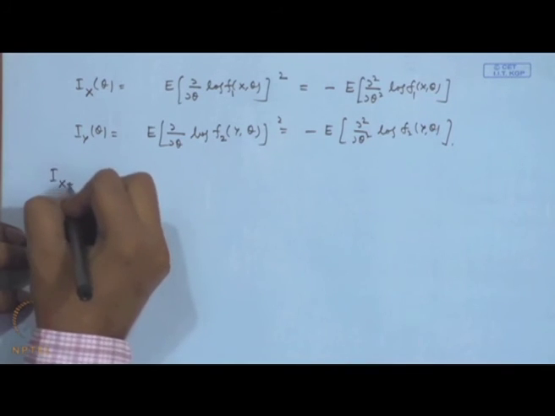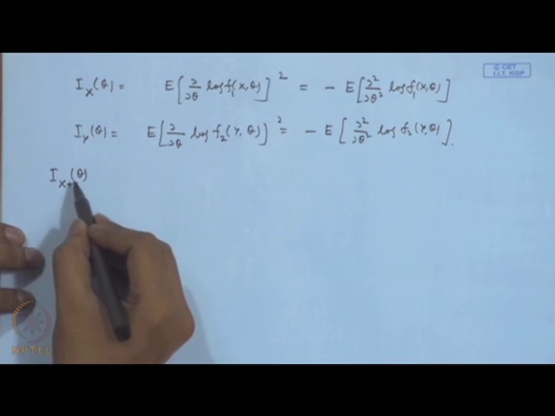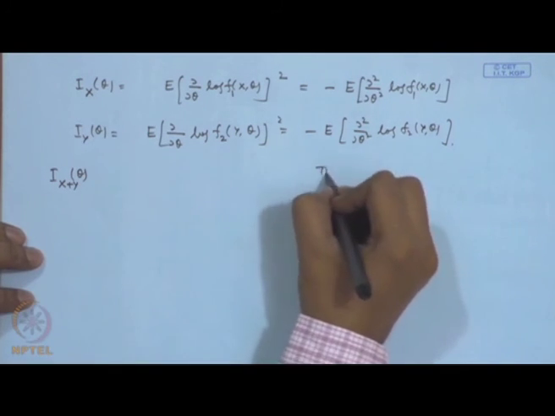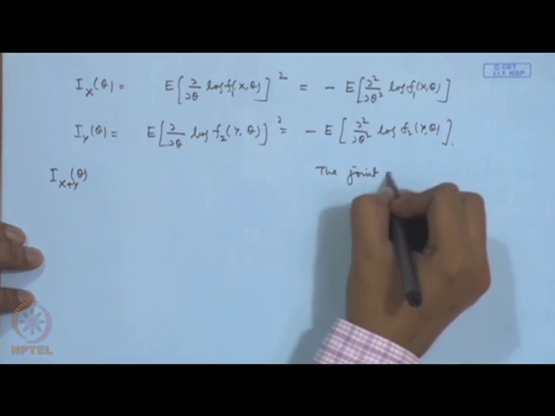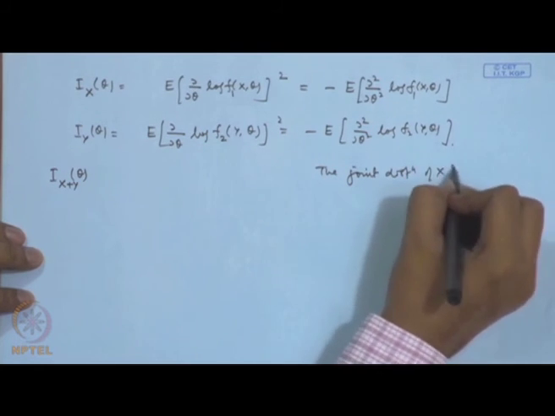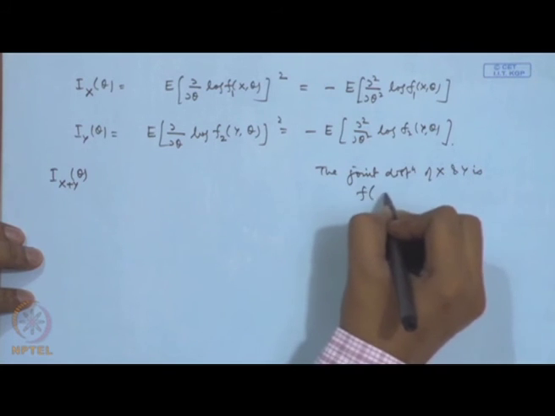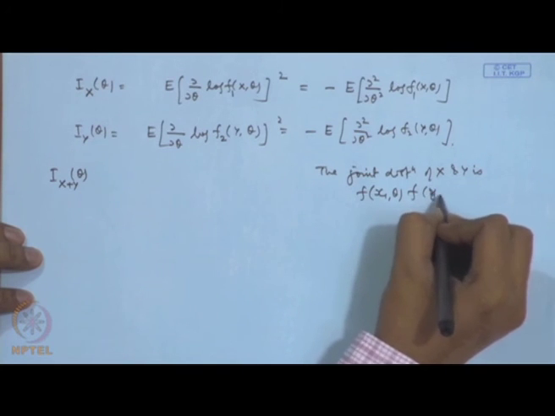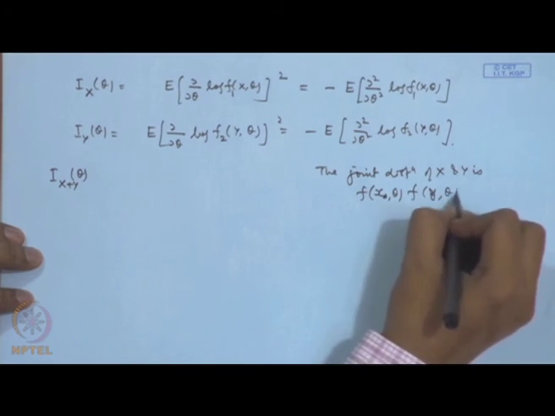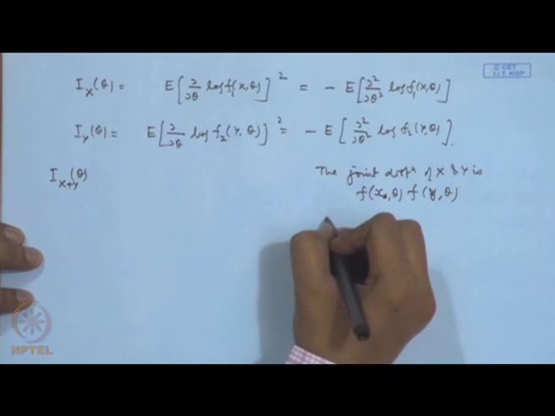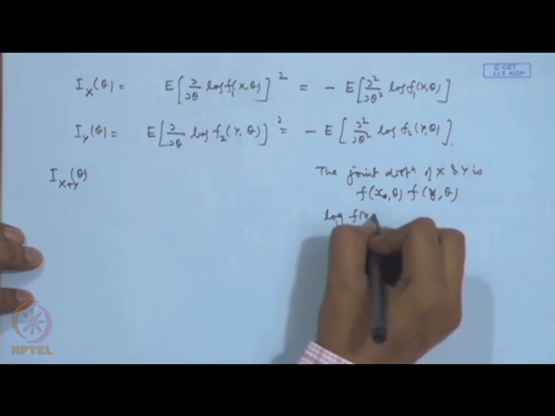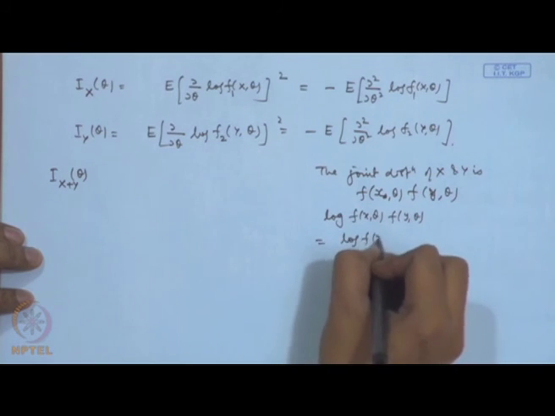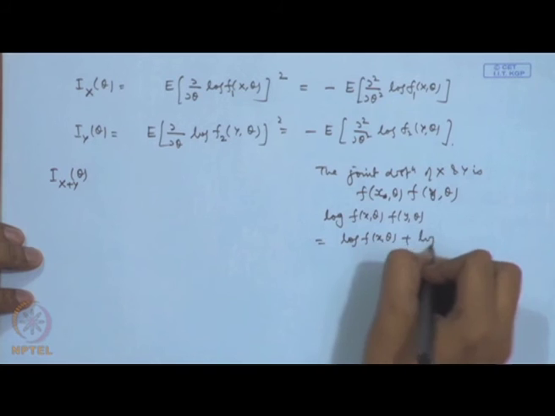Information in X plus Y. So, that means we will consider the joint distribution of X and Y. Because the distributions are independent, it is equal to the product of f_X(x; θ) and f_Y(y; θ). So, if I take the log of f_X(x; θ) times f_Y(y; θ), it is equal to log f_X(x; θ) plus log f_Y(y; θ).